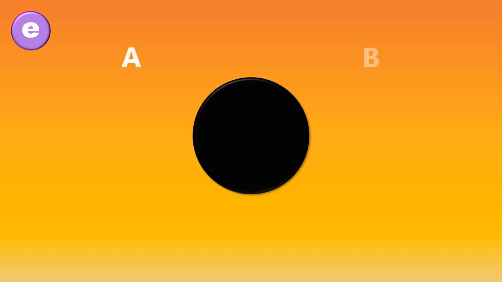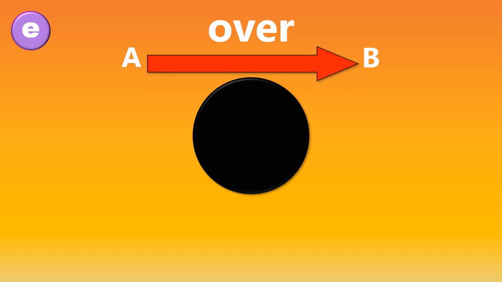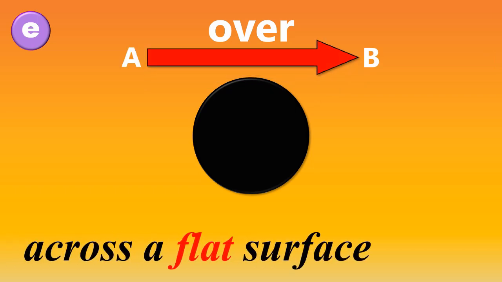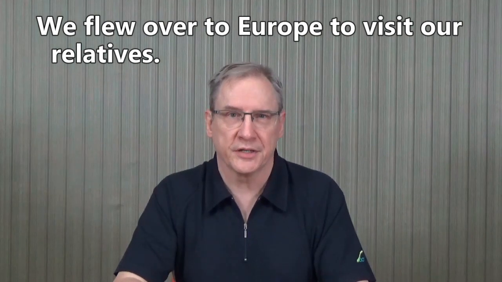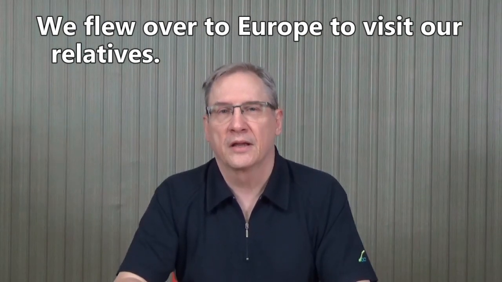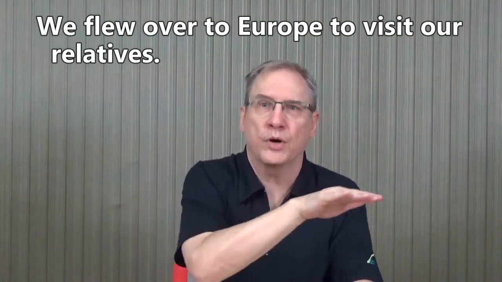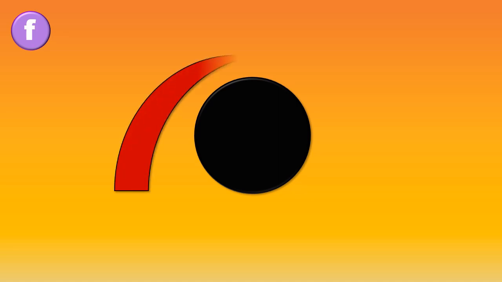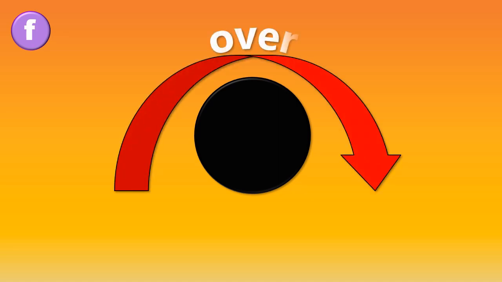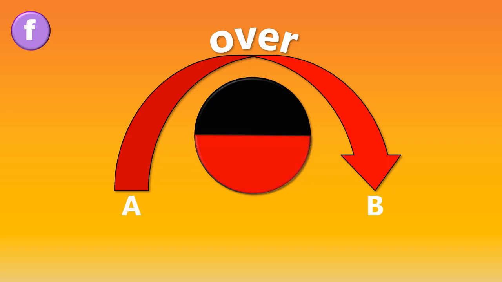Illustration E. Across a flat surface from point A to point B. We flew over to Europe to visit our relatives. The ocean is a flat body of water that our airplane had to cross. Illustration F. Go up and then down an obstacle, changing sides from A to B.